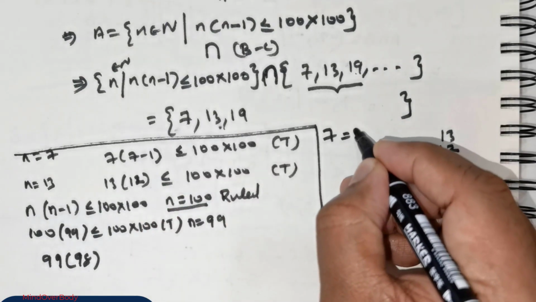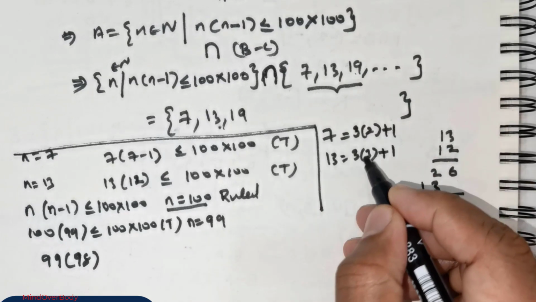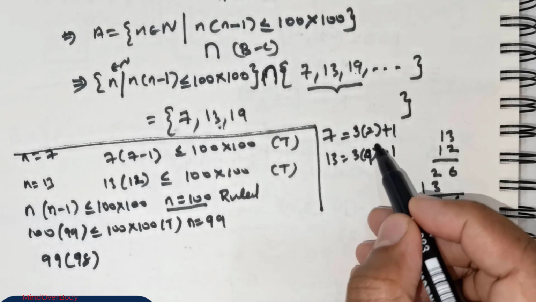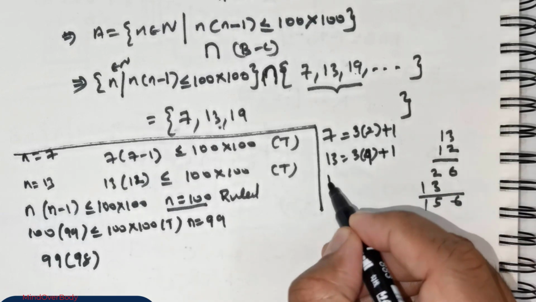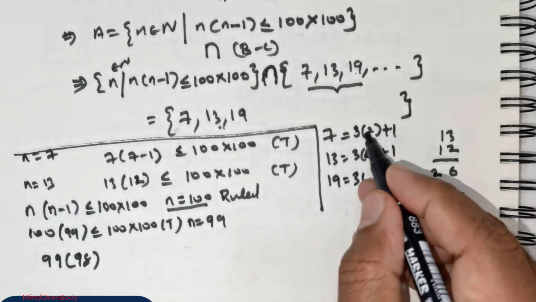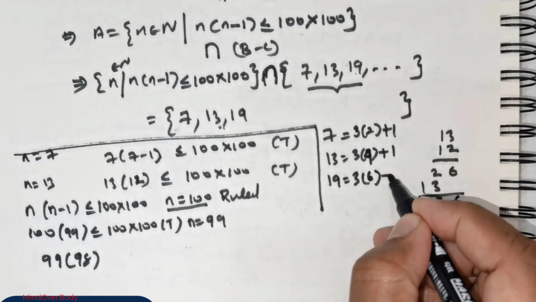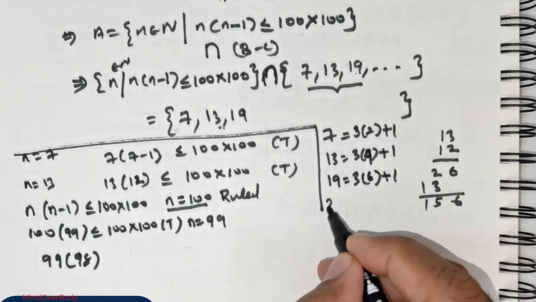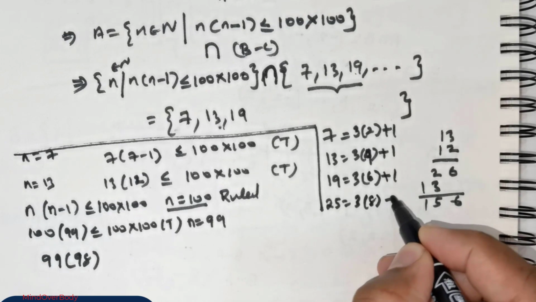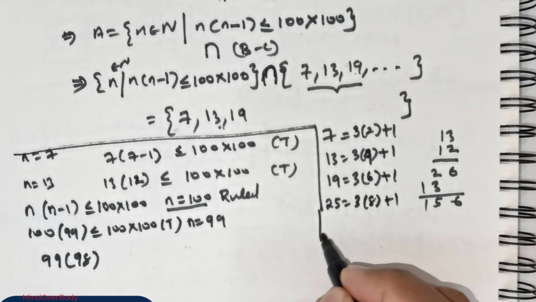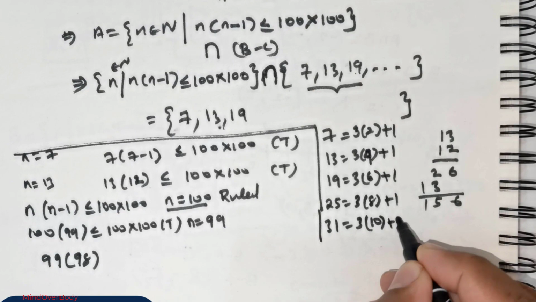Now 7, I can write 7 as 3 times 2 plus 1. I can write 13 as, 3 fours are 12, right? I can write the element 13 as 3 times 4 plus 1. So the next element is going to be 19. I can write 19 as 3 times 6, 18, plus 1. So the next element is going to be 25. So 25 can be written as 3 times 8 plus 1. 8 threes are 24, plus 1. So I add 6, the next element is going to be 31. 31 can be written as 3 times 10 plus 1.